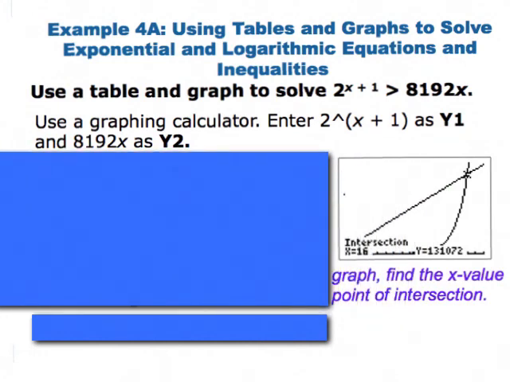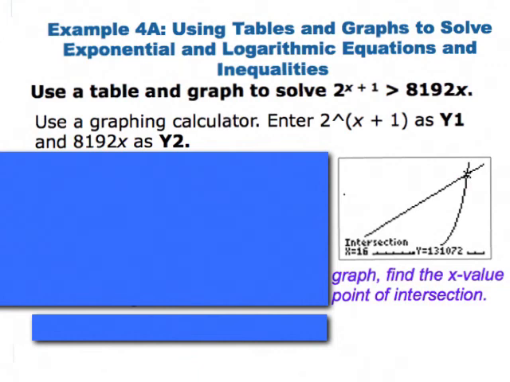Now, what I want to see is where the one equation, which is 2 raised to the x plus 1, is greater than 8192x. This equation right here is the linear equation, the 8192x. This one here is the 2 raised to the x plus 1. Where is this equation greater? Right there it is.